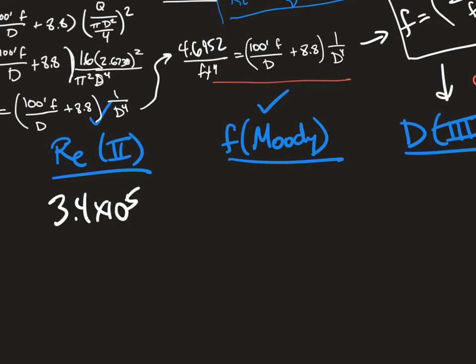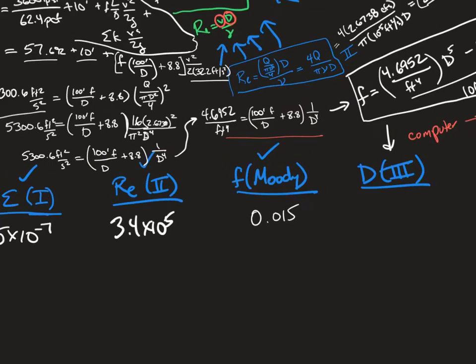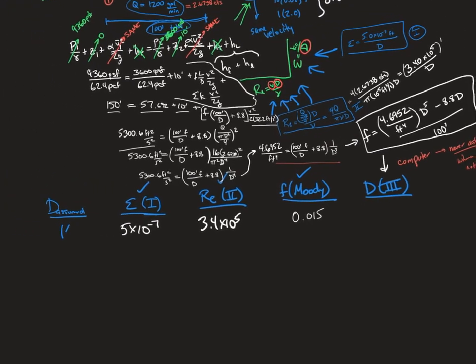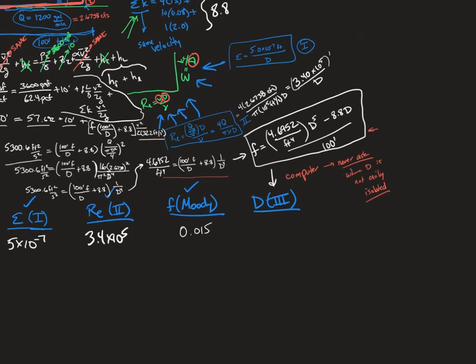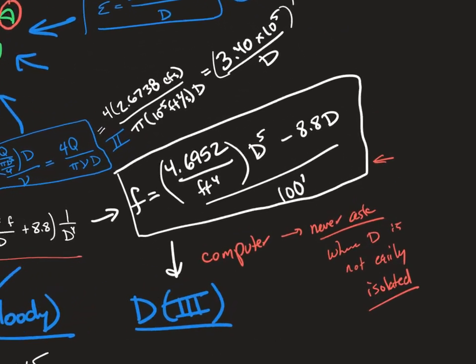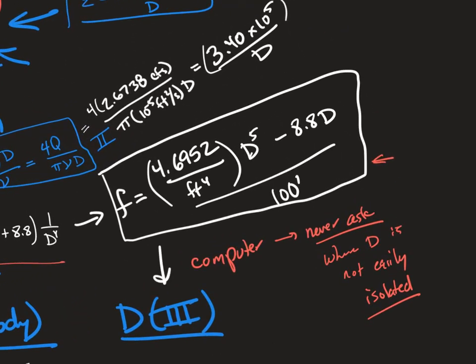Okay, F Moody, 0.015. And now we're going to have to use a computer to solve this, because I am not going to be capable of solving this particular equation for D. Okay, so give me 1 second.